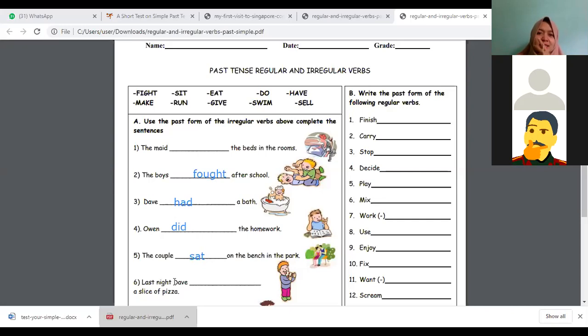Next, last night, Dave had a slice of pizza. Ate a slice of pizza. Yeah, ate a slice of pizza. Wise, Dave. Calm down, Satria. Satria terlalu semangat. Ate ya di sini. Oke. Ate. Oke. The next question is, sayangnya ini kakak hapus ya.